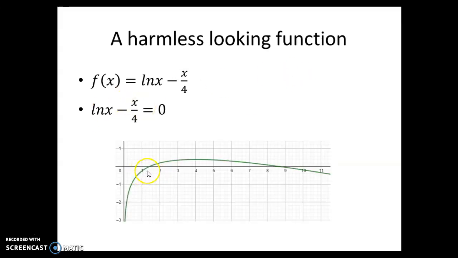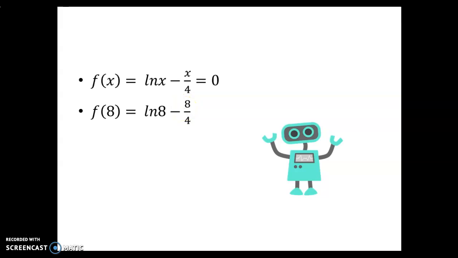So let's have a quick look at the graph of f of x, y equals f of x. You can see there are two roots, one here and one here. In this video I'm just going to concentrate on this upper root and try to establish some truths about it. So we're looking to find the value of x such that f of x equals 0, ln x minus x over 4 equals 0. Now, let's just say we guess. We've seen the graph, but if we hadn't, we might just have a guess anyway at a number like 8.